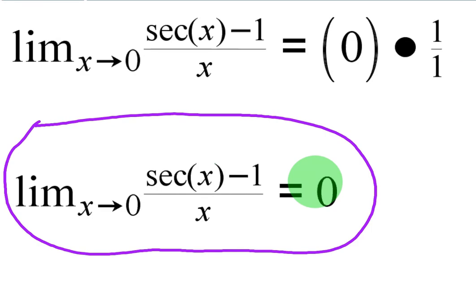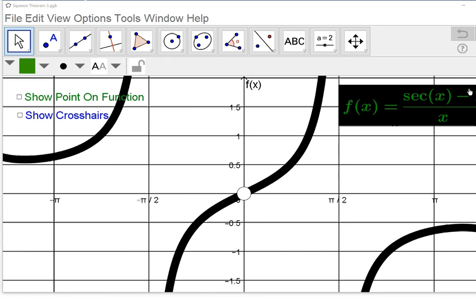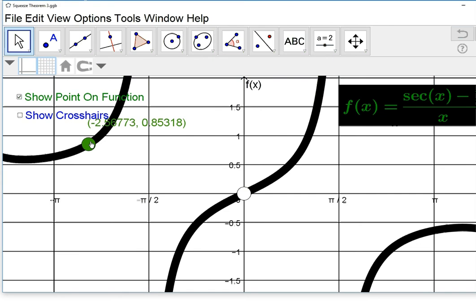Let's take a look at the graph to confirm our result. Here we have our function secant of x minus 1 over x. And as you can see, the limit as x approaches 0 from the left and right is equal to 0.